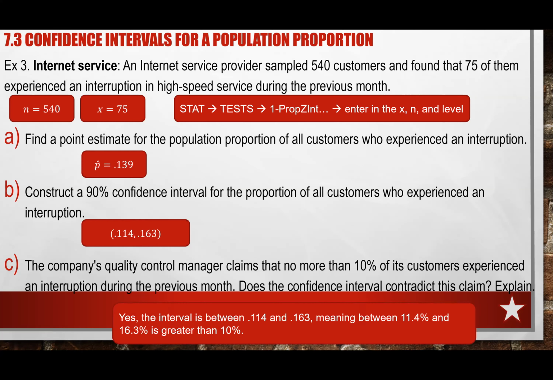You can see that based on our information, it contradicts his claim. His claim is 10% or less, but what we found is that the percent of customers who get interruption is between 11% and 16%, which contradicts what he tried to do, right? So again, that's our goal. If we gather the data, in chapter eight, to be exact, that's what we do: we try to make this claim or try to disprove this claim.